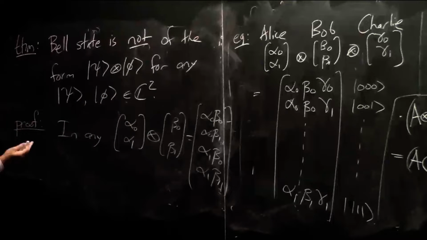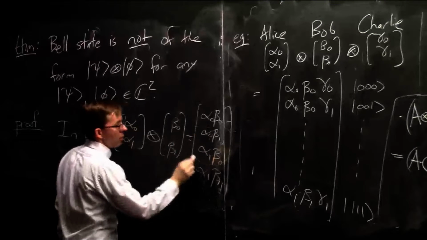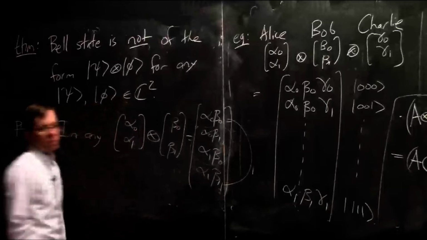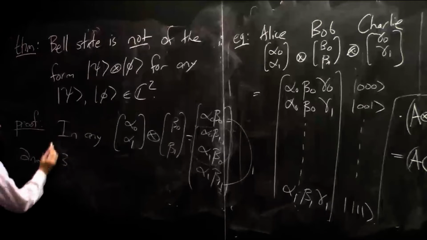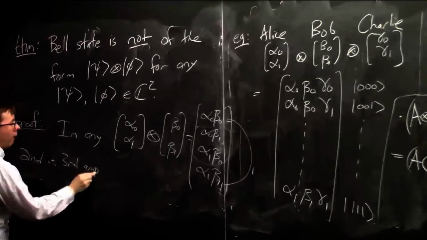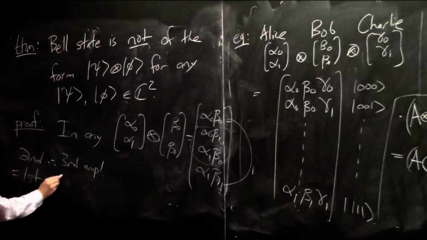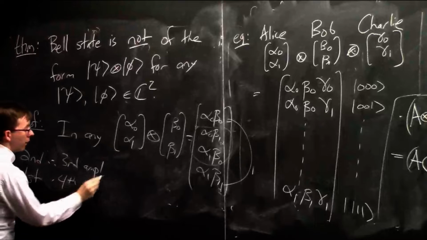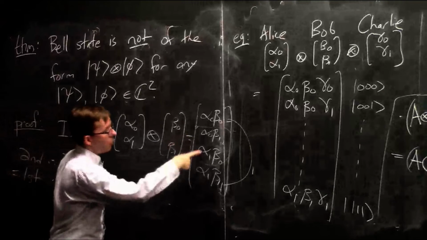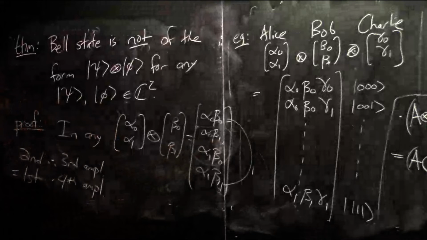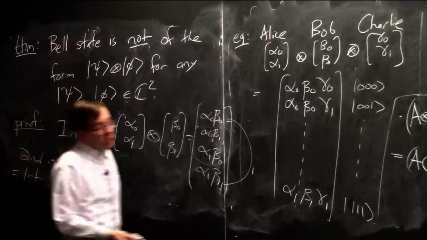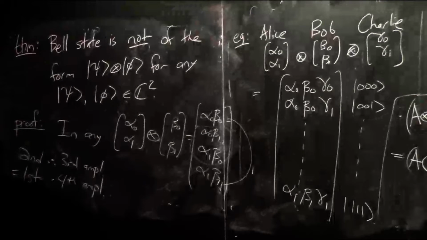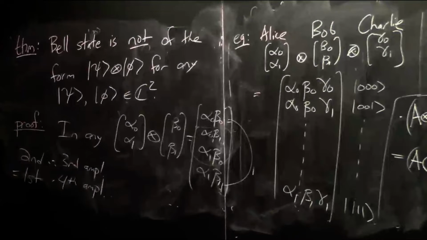Whenever you have this situation, let me make a tiny little cute observation. The product of these 2 amplitudes equals the product of these 2 amplitudes. The second times the third amplitude equals the first times the fourth amplitude, because they're both equal to alpha 0, alpha 1, beta 0, beta 1. That's just a teeny tiny observation. But that's not true of the Bell state. The product of these 2 is 0, and the product of the first and fourth is a half. So that's the end of the proof.